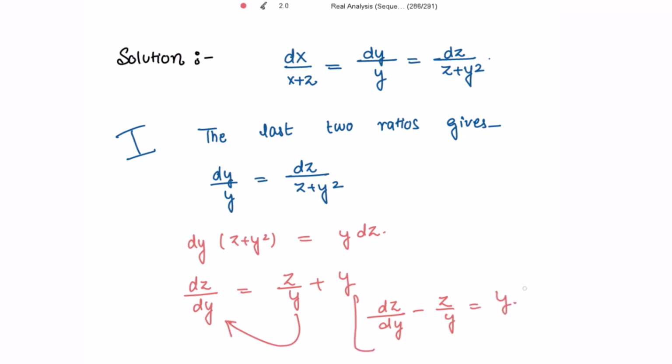So this is the linear equation of first order, where y is the independent variable. Why have I taken dy in the denominator, why not dz? Because if we take dz in the denominator from this equation, we get y divided by (z plus y squared). It is not possible to separate this, right? From this equation, we cannot get the format like this. That is why it is important to have dy in the denominator so that we can get a linear equation of first order. So let's solve this equation.